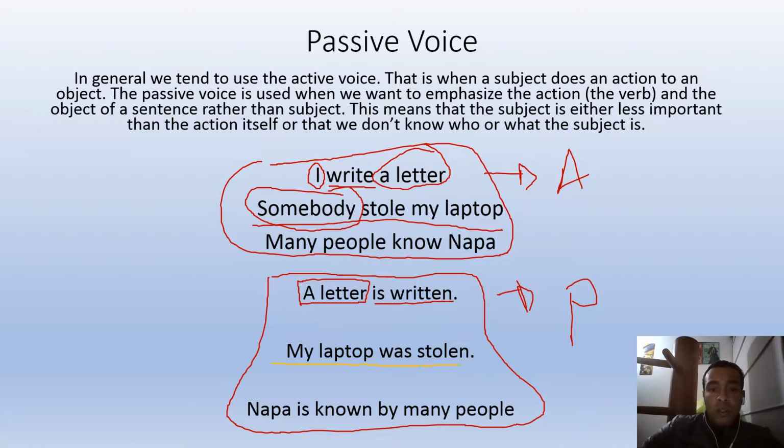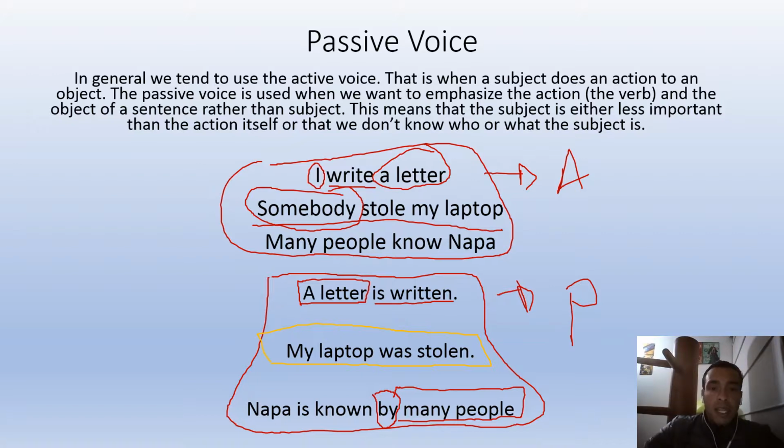"My laptop was stolen." Here I'm not using "someone." Why? Because I just don't know who did it. So just "my laptop was stolen." And many people know Napa. "Napa is known by many people." And if we think that the subject is important, we can use "by," and then we can use "many people." So to sum up, we use the passive voice when we don't want to say who did it, or we think that that is not important.